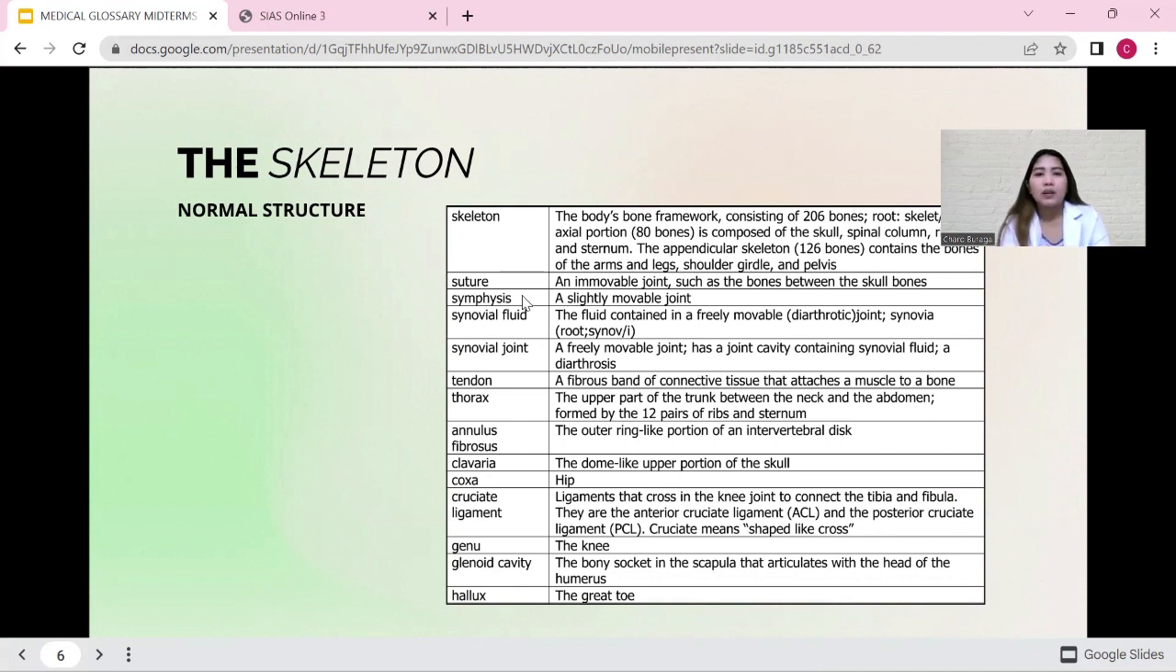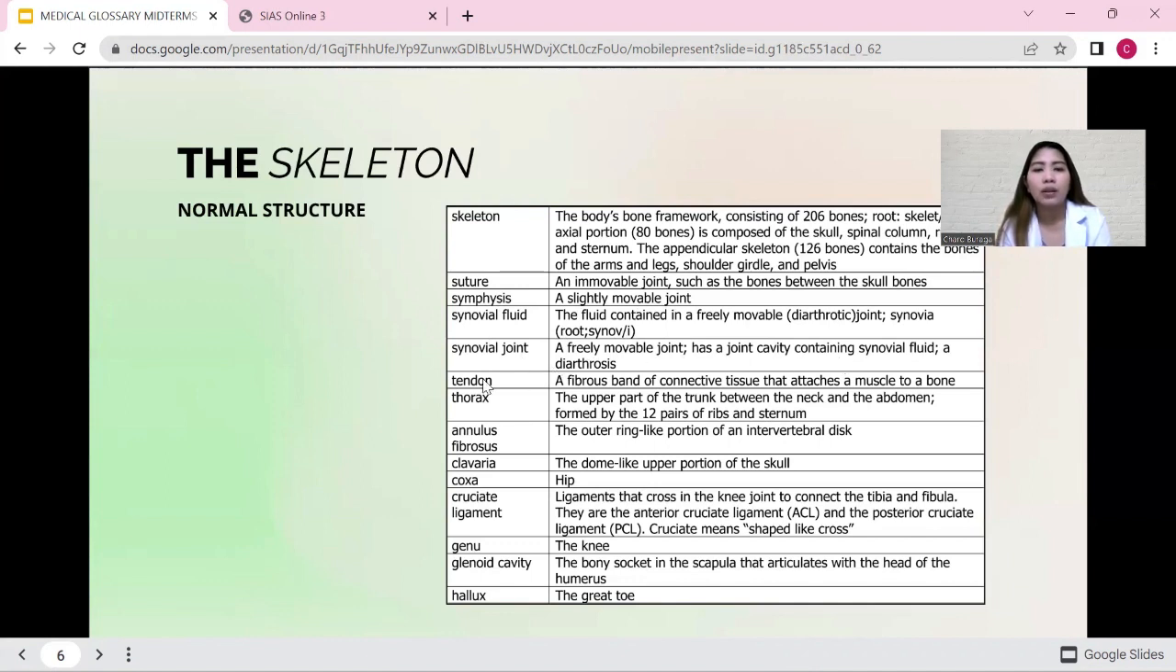Okay? So symphysis, a slightly movable joint, and the synovial fluid, it is the fluid contained in a freely movable, the diarthrotic joint, synovia. Okay, synovial joint. It is a freely movable joint. So magkaiba si fluid sa joint. Pag sinabi mong synovial joint, a freely movable joint and has a joint cavity containing synovial fluid.